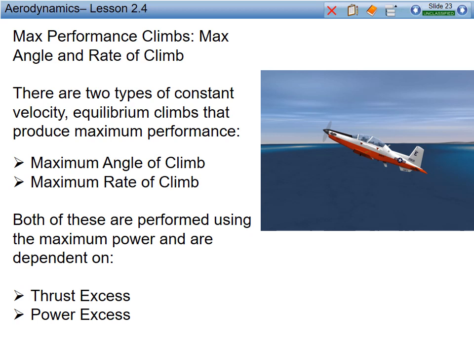After the wheels leave the ground, the airplane will begin its climb. We need to understand max climb performances based on max angle of climb and max rate of climb. These two constant velocities allow the plane to climb in equilibrium based on these two maximum performances. Both of these performances are found using maximum power and are dependent on maximum thrust excess and maximum power excess.